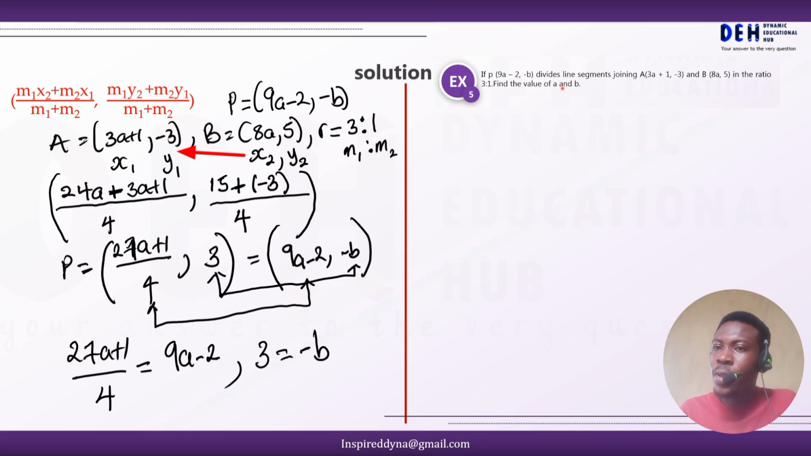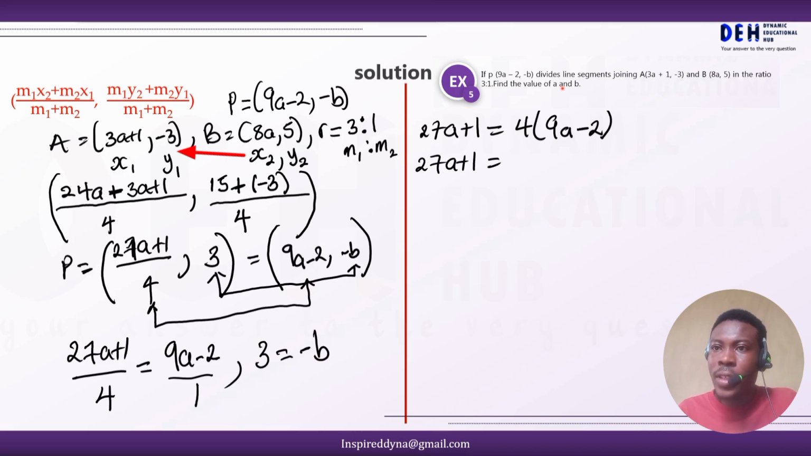Let's solve the first one. The first one, we just need to turn this to a fraction and cross multiply. When we cross multiply, we are going to have 27a plus 1 should give us 4 multiplied by 9a minus 2 here. Let's solve this first. We have 27a plus 1. Just expand this by 4. 4 multiplied by 9a, you have 36a, minus 4 multiplied by 2, 8.